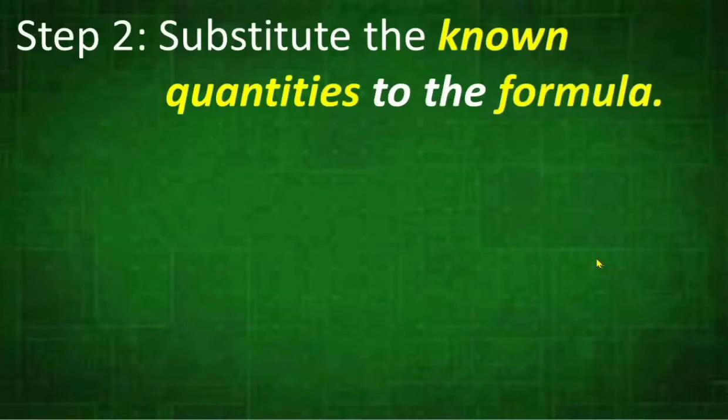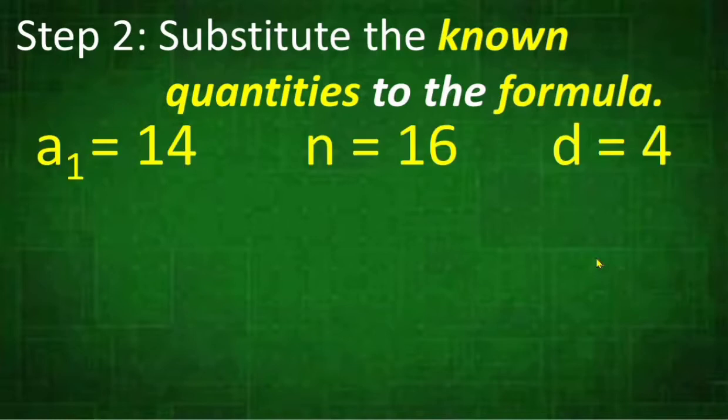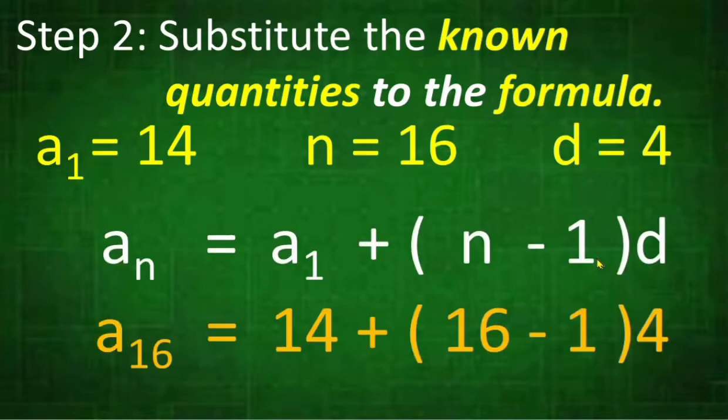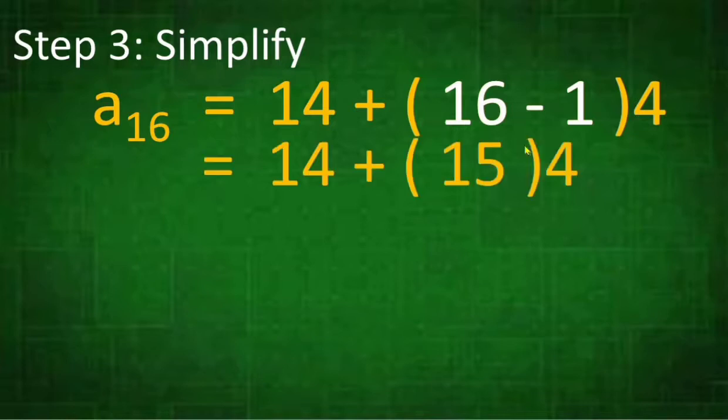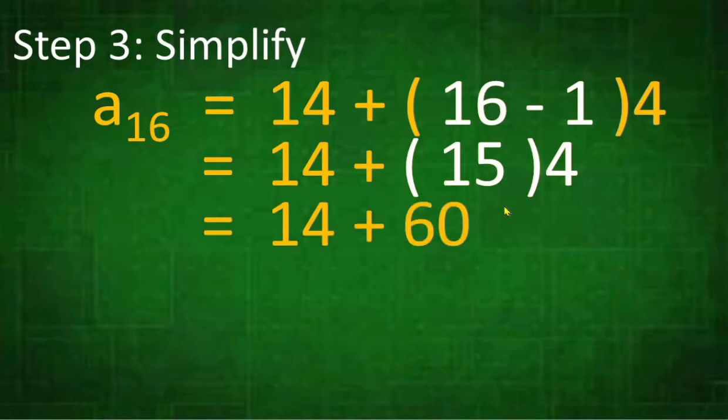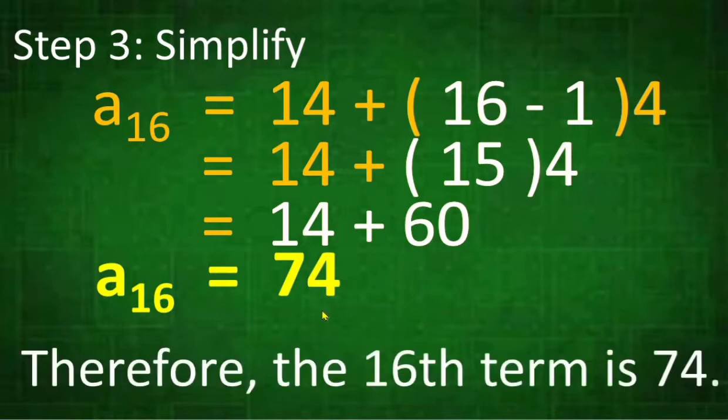Step 2, substitute the known quantities to the formula. So, a sub 16 is equal to a sub 1, which is 14, plus the quantity n, which is 16, minus 1, times d, which is 4. Then let's simplify. Let's start with 16 minus 1. That is 15. Then 15 times 4 is equal to 60. Then 60 plus 14 is equal to 74. So therefore, the 16th term is 74.